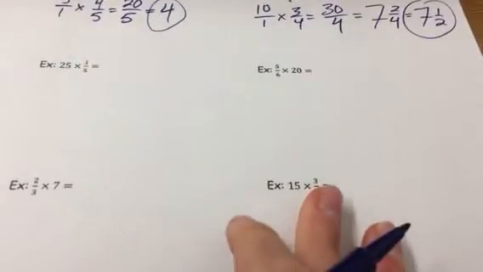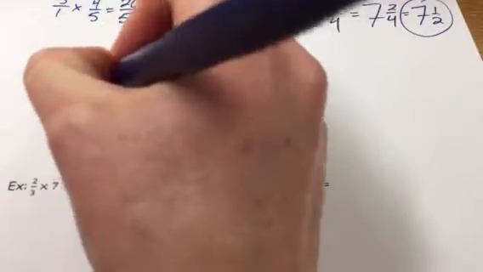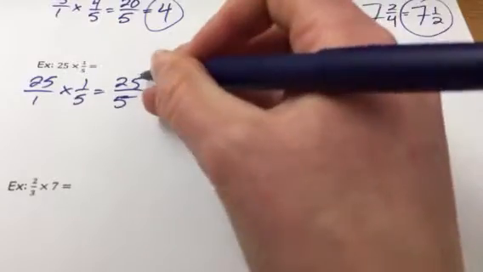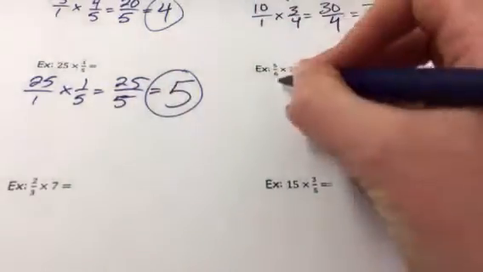I'm going to do 2 more with you, and then I'll let you finish the rest on your own. This is 25 over 1 times 1/5. That gives me 25/5. That's division. 5 goes into 25 5 whole times. There's nothing left over.